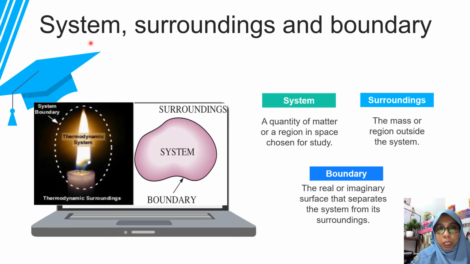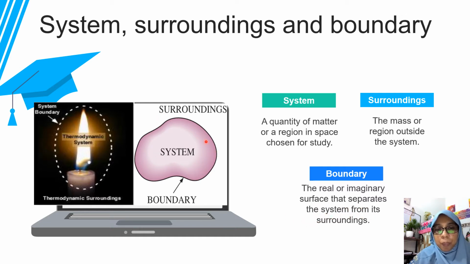A thermodynamic process consists of three important things. The first one is the system, then the surrounding, and the last one is the boundary. So what is the system? A system is a quantity of matter or a region in space chosen for the study. Meanwhile, the surrounding is the mass or region outside the system, and the boundary is the real or imaginary surface that separates the system from its surrounding.